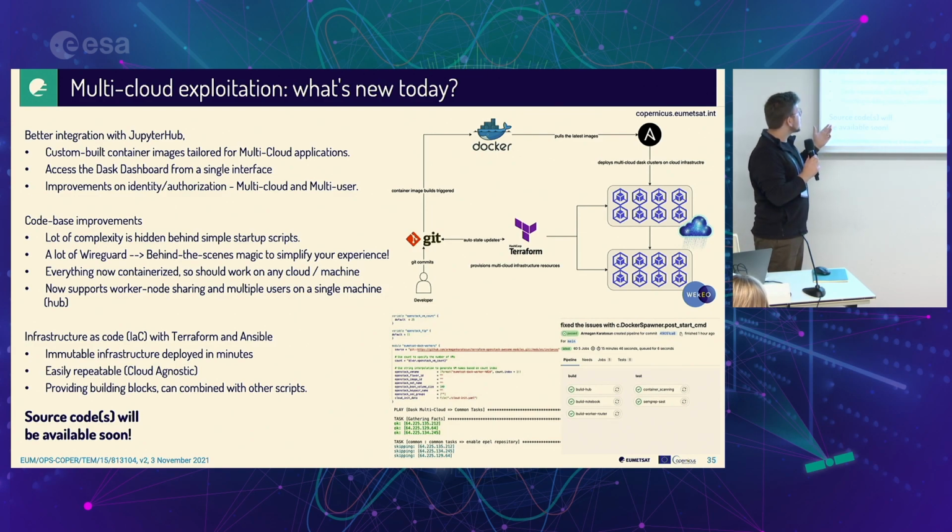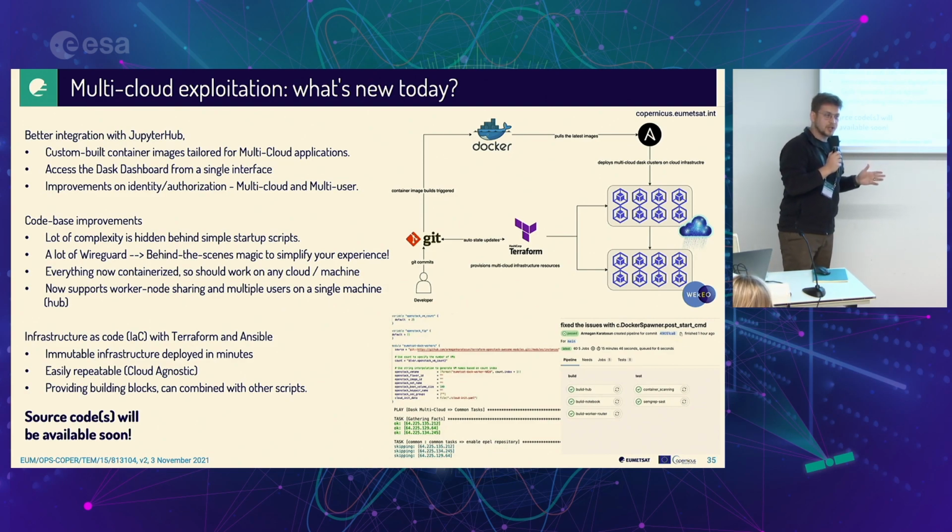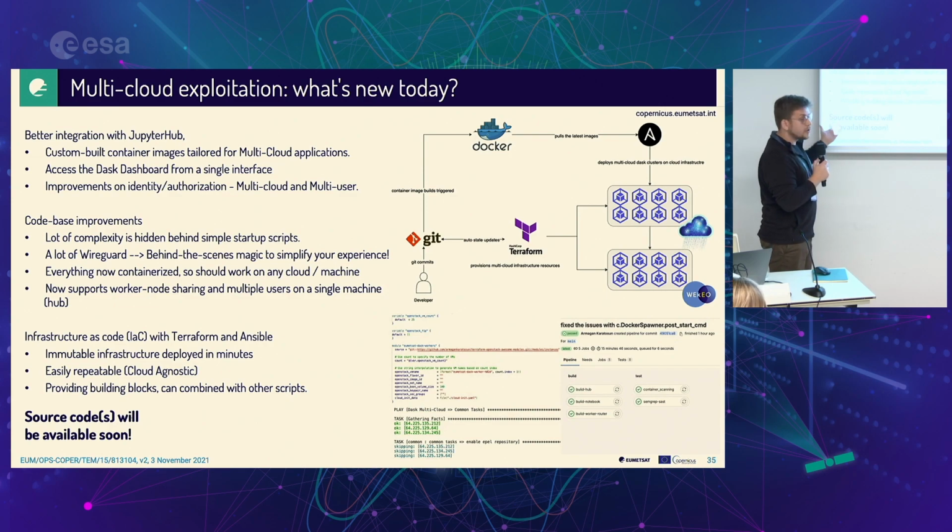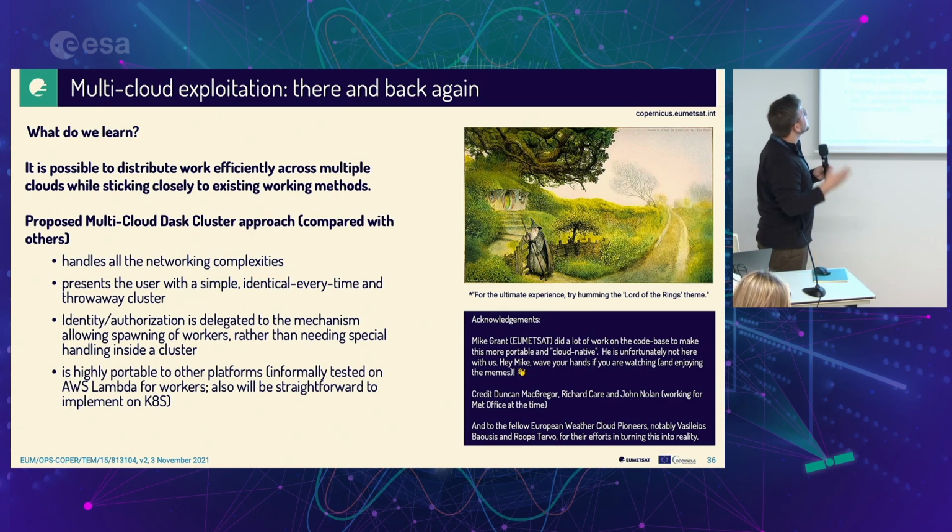And from the infrastructure perspective, we built the infrastructure with an immutable mindset, which means that it can be torn down and built up from scratch in a couple of minutes, which fits really well with the cloud adaptation. It fits really well with the pay-as-you-go model, so to say. It is cloud agnostic. You will have the source code available pretty soon, so you can just try it with your cloud in Amazon, Google, or your internal systems. It is just providing the building blocks, so you can combine it with your other scripts if you have them. And there and back again.